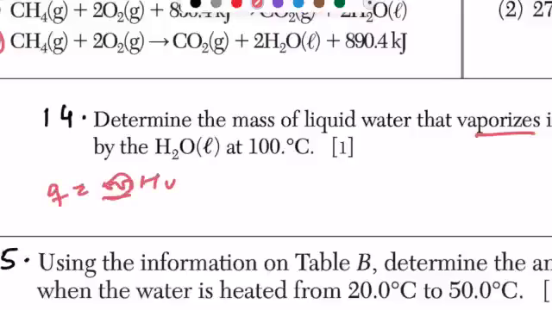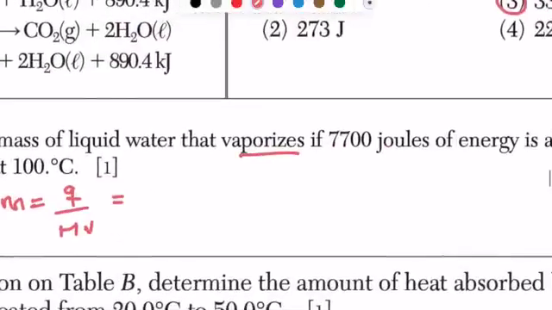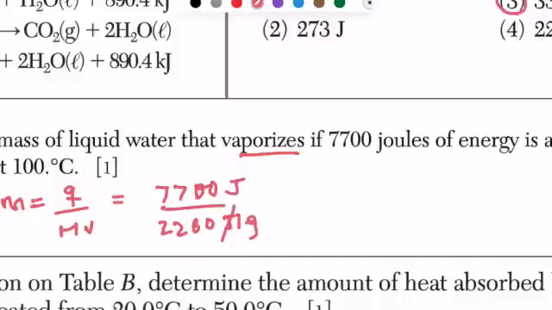We are looking for mass, so the equation, when we rearrange this, is just going to be Q divided by heat of vaporization. So Q is given to be 7,700, and we divide that by the heat of vaporization, which is 2,260 joules per gram. So joules cancel with the joules. When you do the math, you get about 3.4 grams.